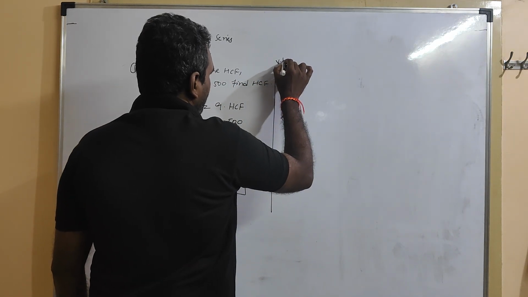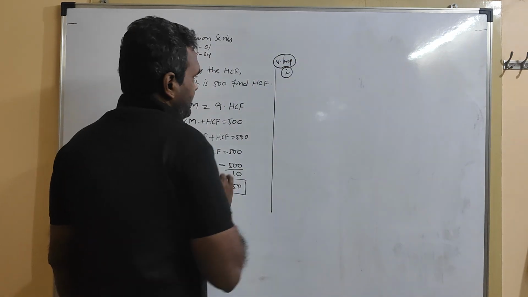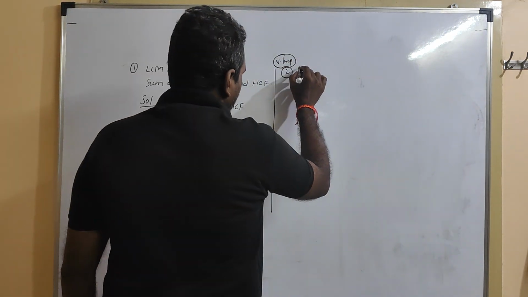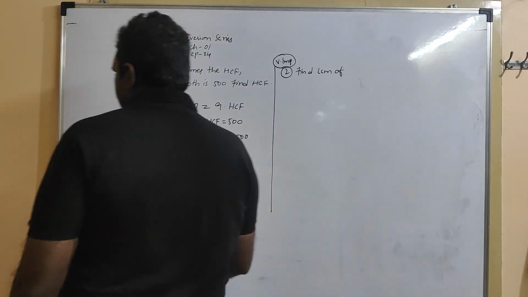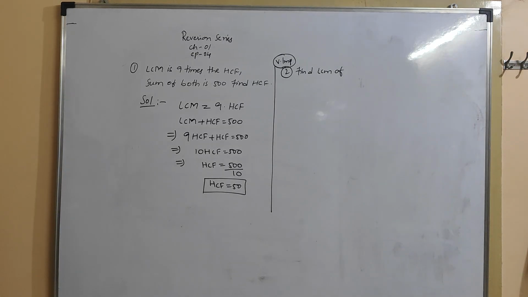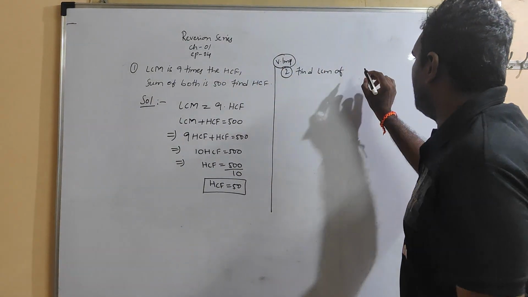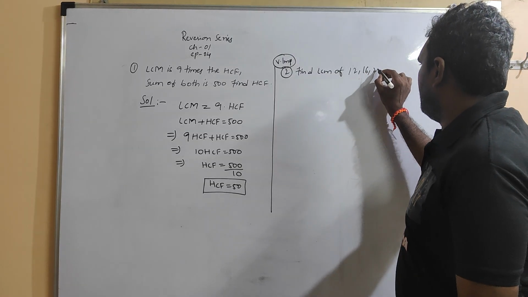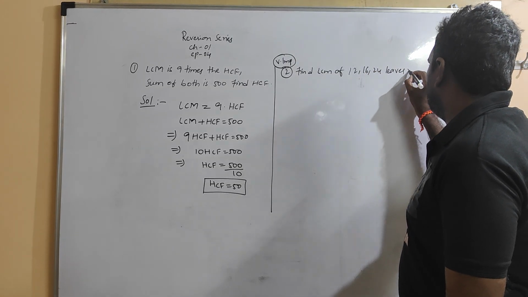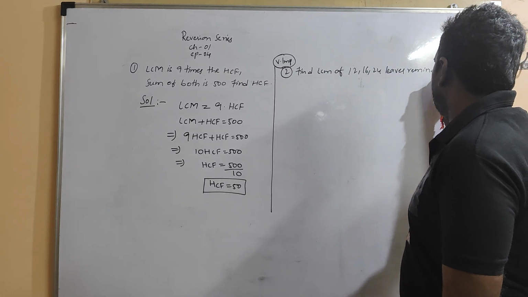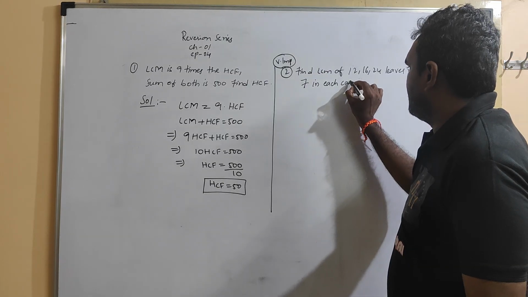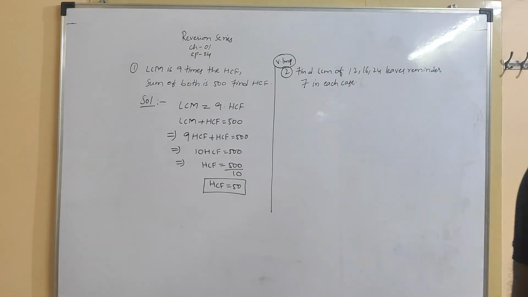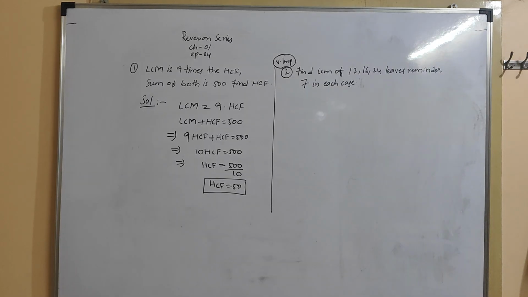This is a very important model. Find LCM of 12, 16, 24. Leaves remainder 7 in each case. Find LCM of 12, 16, 24. Leaves remainder 7 in each case.